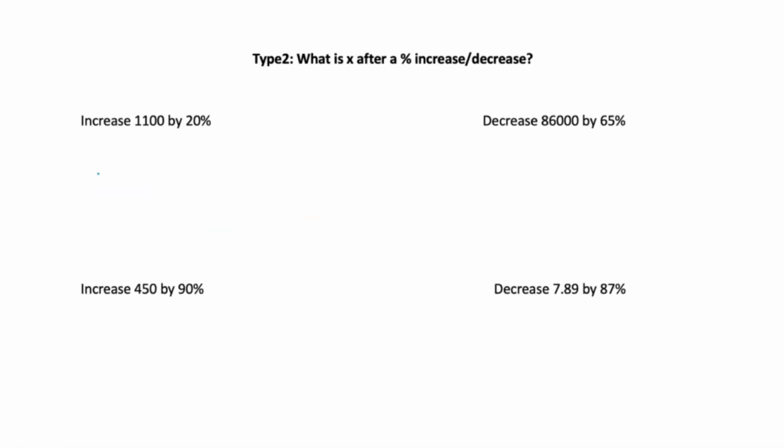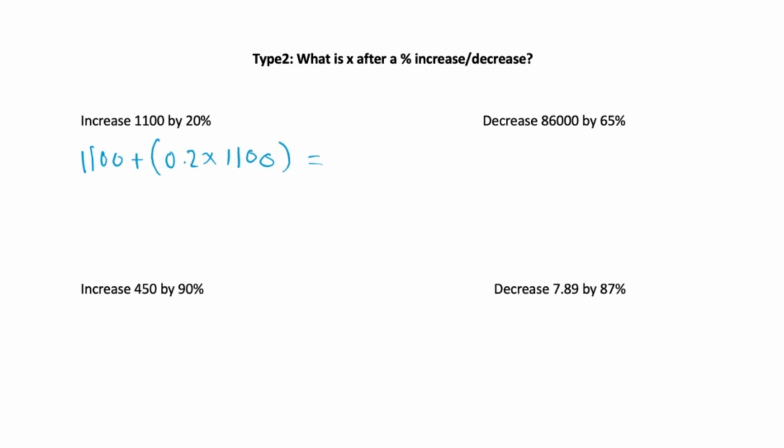Type 2, increase 1,100 by 20%. What this question means basically is you have 1,100, and you want to add 20% of this, so 0.2 times 1,100. You want to add 20% of 1,100 to 1,100. That's what this question means. So increasing 1,100 by 20%.